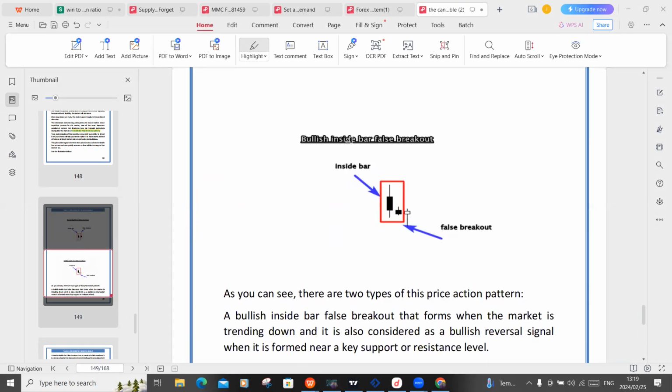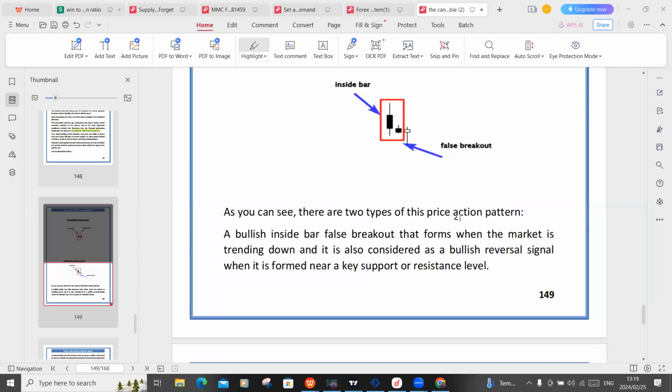Oh, here's another example: bullish inside bar false breakout. So this is a bullish example where price breaks to the bottom but then comes back inside, allowing price to potentially push all the way up. So let's see what it says.